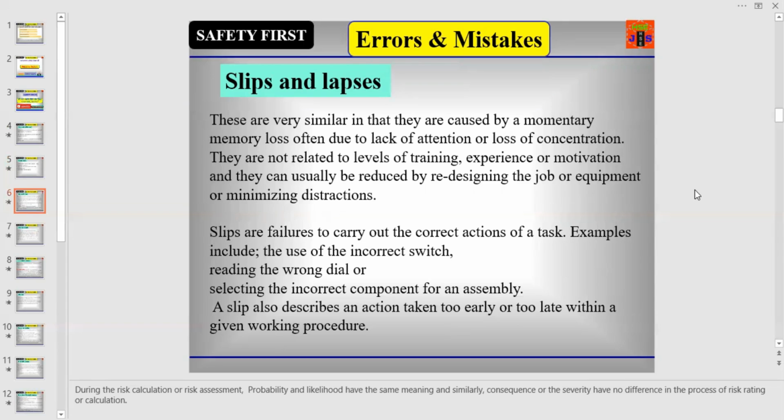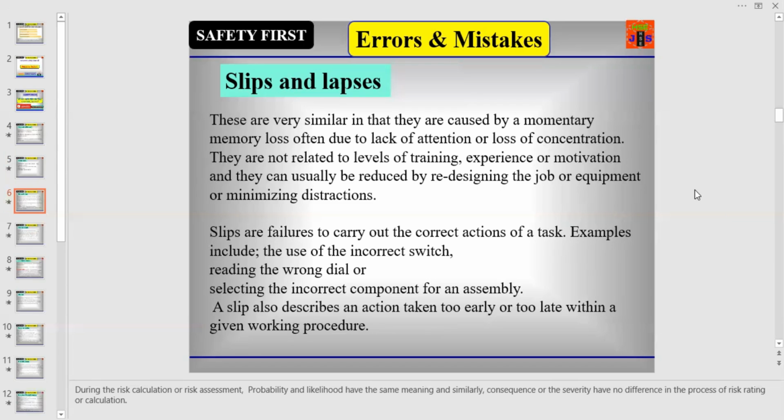First of all, we'll see what are slips and lapses. These are very similar in that they are caused by a momentary memory loss, often due to lack of attention or loss of concentration. They are not related to levels of training, experience, or motivation, and they can usually be reduced by redesigning the job or equipment or minimizing distractions.